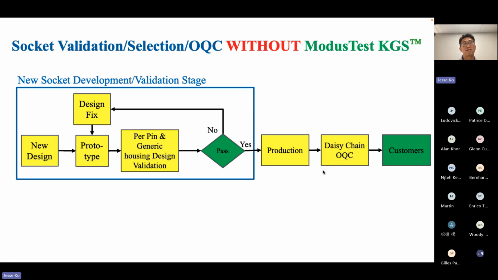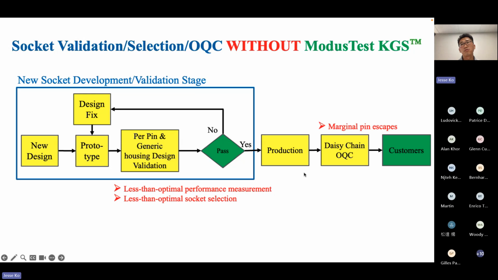Some challenges with this process are, first, that it's not in the actual application-specific socket, along with a few other reasons. We believe it's a less than optimal performance measurement, which also leads to less than optimal socket selection, because you're making decisions based on the data that you are seeing in terms of the performance of the socket. Another challenge is that if you're still using a daisy chain OQC, there's a possibility of marginal pin escapes, because you're looking at the whole chain of pin measurements instead of the individual CRS performance of each pin. So we have observed less than optimal socket data and socket selection, and we have observed marginal pin escape issues with this current process.